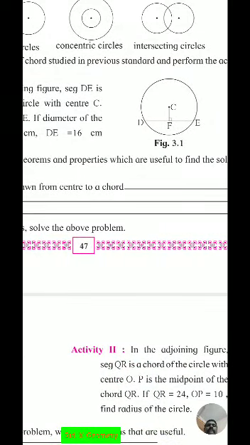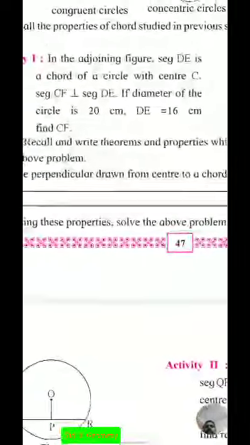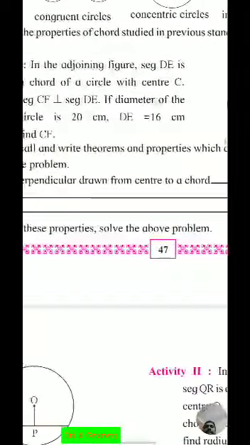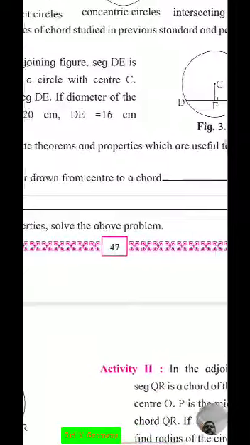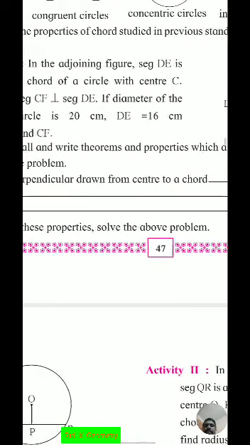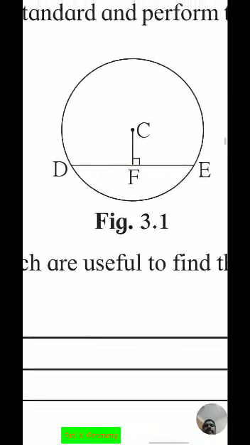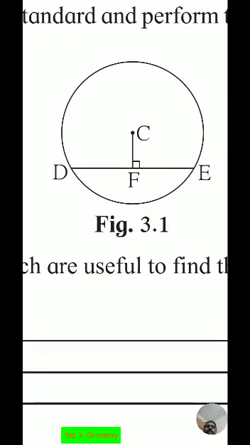That means the length of the chord is given. The radius is given, and we have to find the segment CF which is perpendicular on the chord DE. For that purpose, we know that we have to find the DF. The chord DE is given.